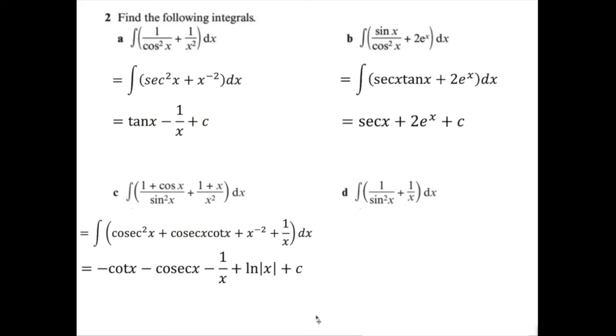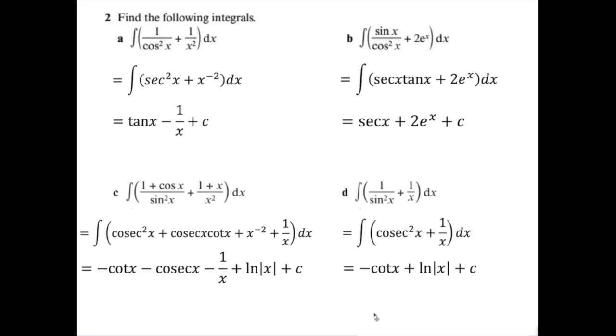Okay. Right, part D, so integral 1 over sine squared x, and I'm hoping you're getting the idea. Just write that as cosec squared x, and then the 1 over x, otherwise just leave it as it is. And then the integral of cosec squared x is negative cot x, that is rule number 8. And then plus natural log of x plus c.